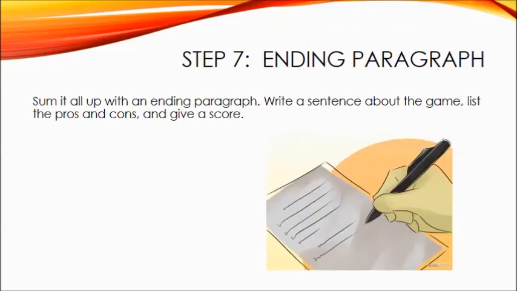Step 7, write your conclusion or ending paragraph. You want to sum it all up with an ending paragraph, and sum it all up means to write a sentence or two about the whole game that gives the readers the main message and the point you were trying to make. And you can list the pros and cons, and you can even give it a score. So those are the simple steps for writing a simple video game review.